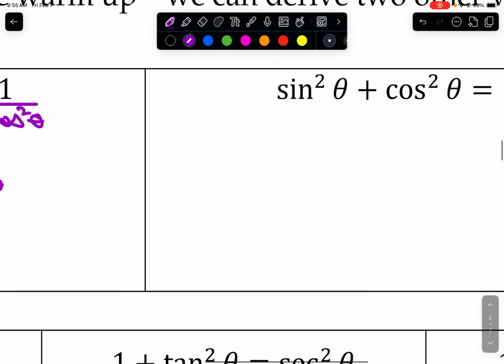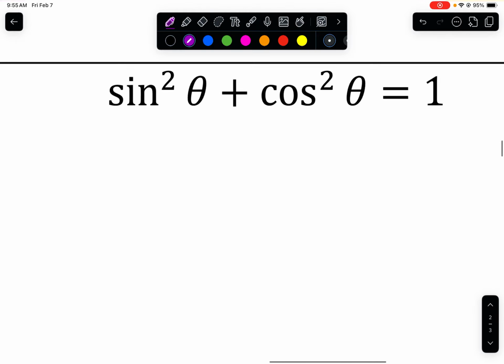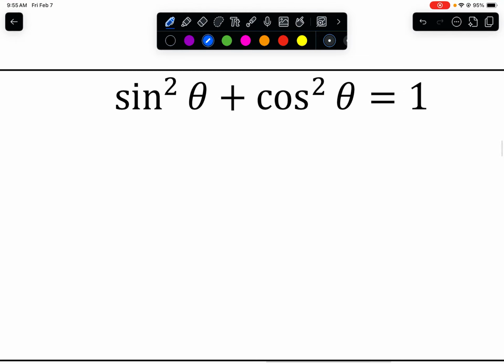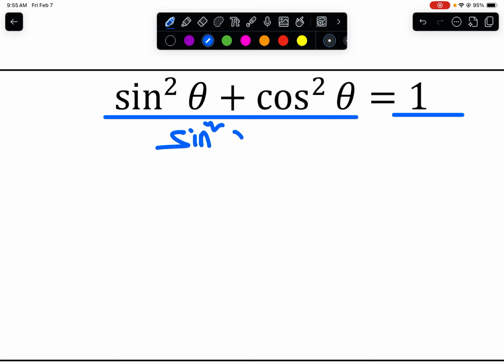Now same idea over here, we divided both sides by cosine squared theta, so take a gander. What do you think we're going to divide by on this side? Hopefully you just said sine squared of theta. I would actually pause here and try to simplify this one and see if you can discover what the next identity is going to be. So try this one on your own.